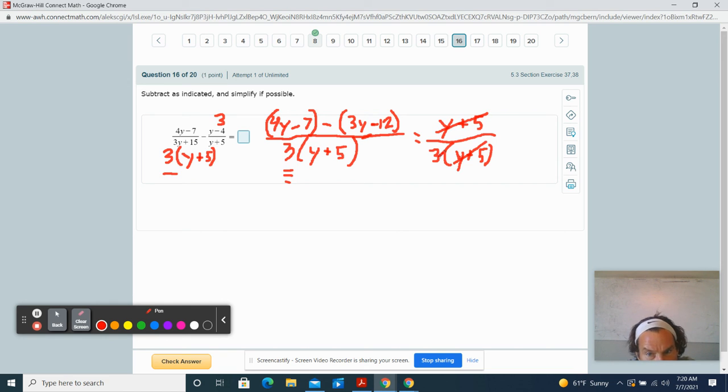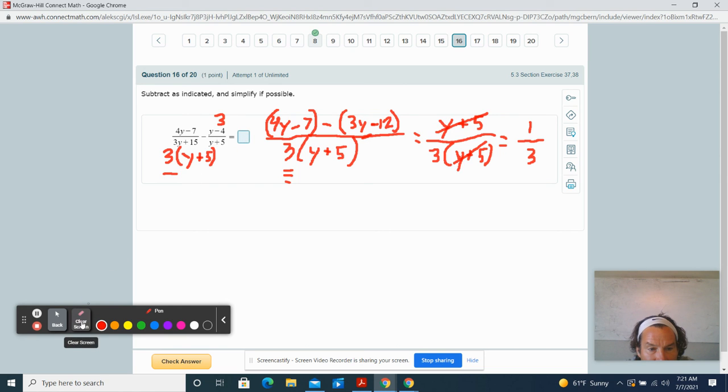Now, don't think the answer is 3. I mean, you're almost there. If everything cancels on the top, you have to put something. We just put the number 1. So that's 1 over 3. That's what we put in the box right here.